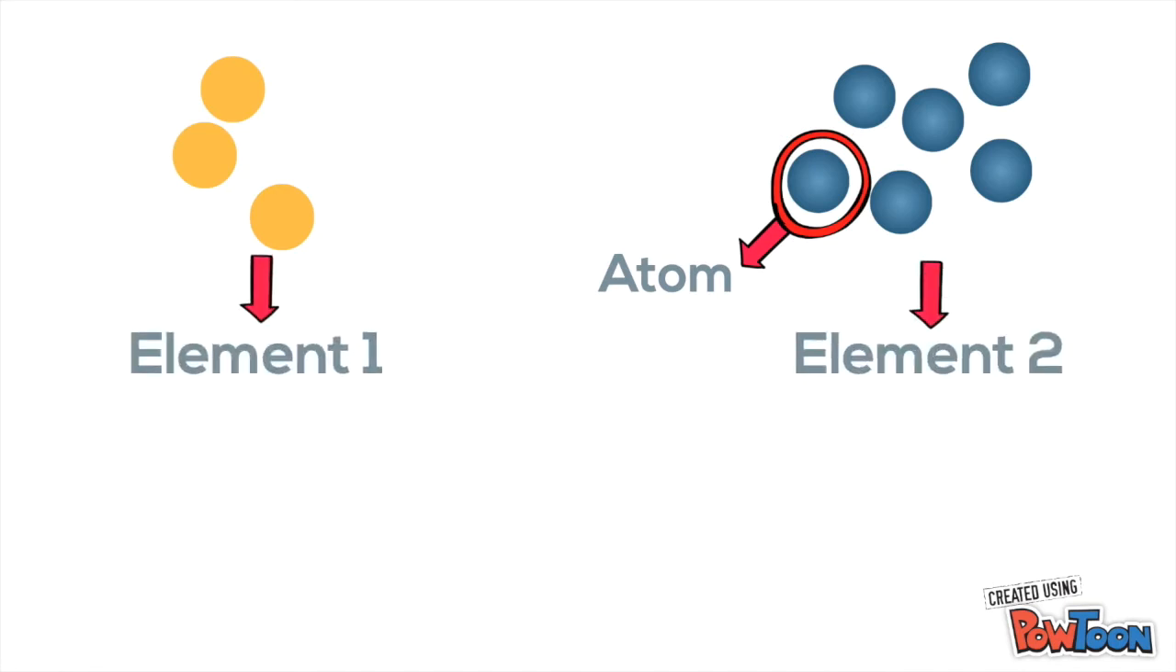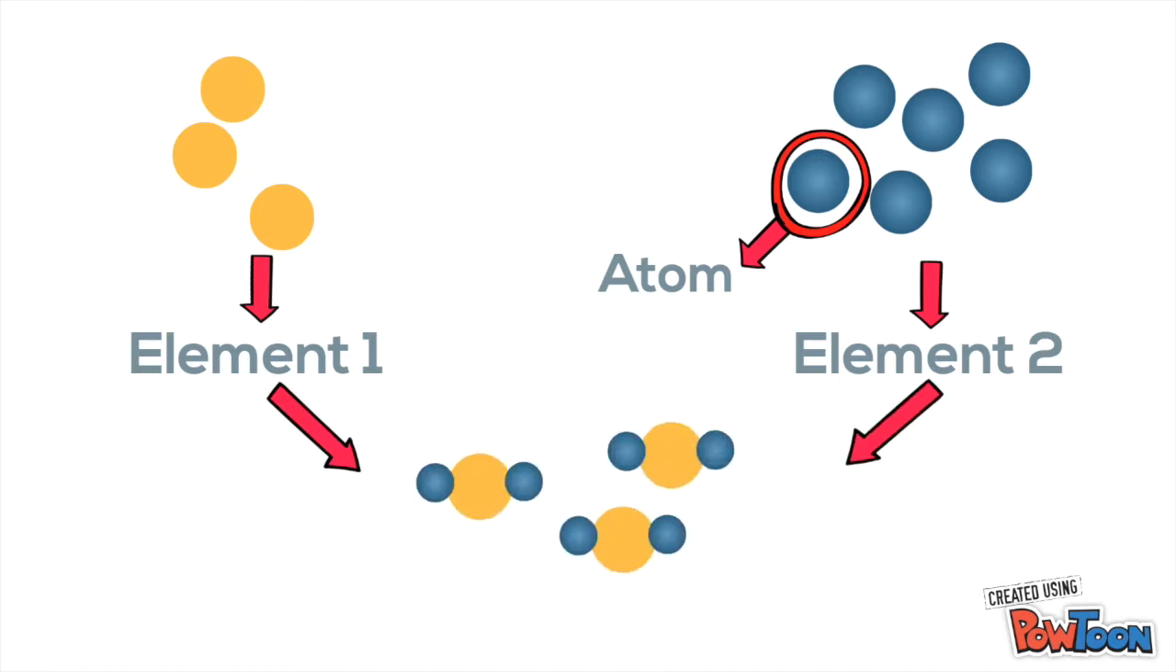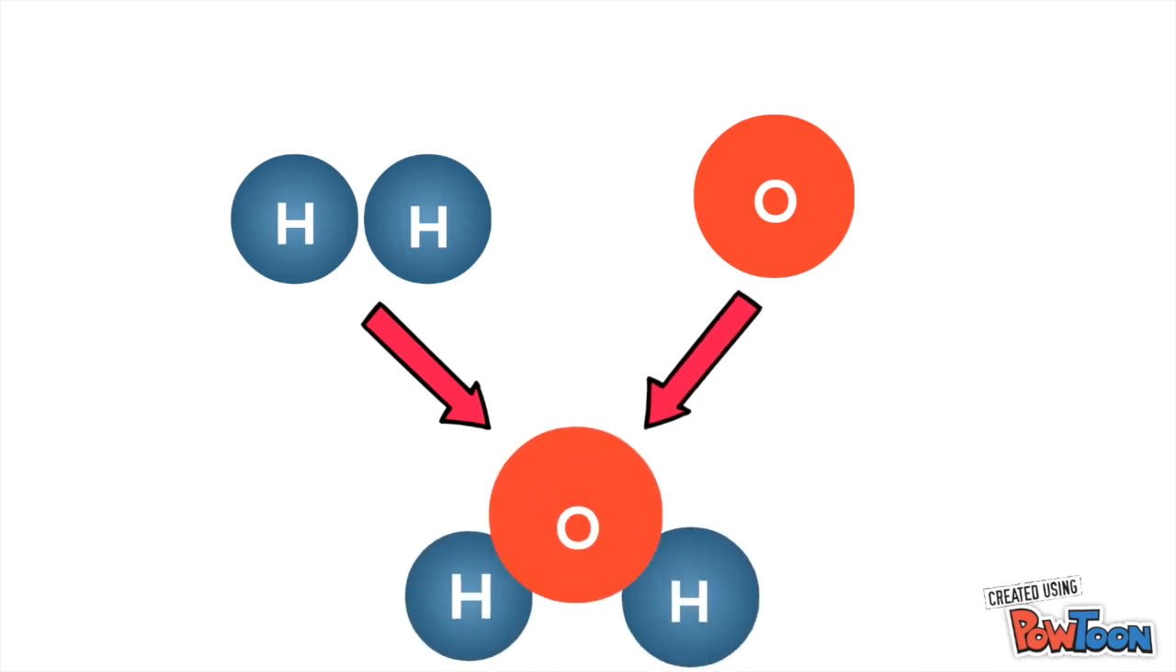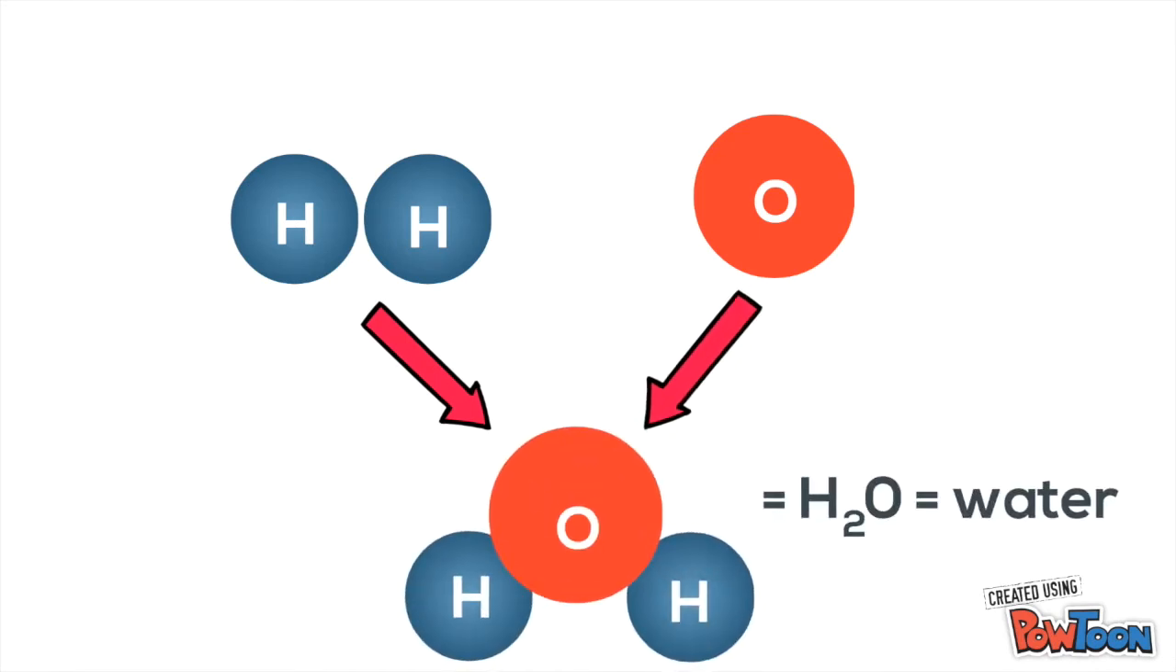Lots of identical atoms come together and form elements. All of the atoms in an element are identical to each other and different to the atoms in another element. And when two or more different types of atoms join together, they form compounds. This is known as the Dalton atomic theory. So let's take a look at how water is formed. When two hydrogen atoms and one oxygen atom combine, they form a compound called H2O, or better known as water.